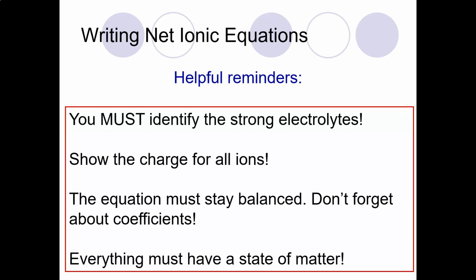So some helpful hints. You must identify the strong electrolytes. There's no way around that. Strong electrolytes are the 7 strong acids, the 8 strong bases, and soluble ionic compounds. You always have to show charges for any ions. If it's a neutral compound, you don't show the charge. But if it's an ion, you have to have a charge there. The reaction has to stay balanced, and you have to have a state of matter, solid, liquid, gas, or aqueous, after every single thing.